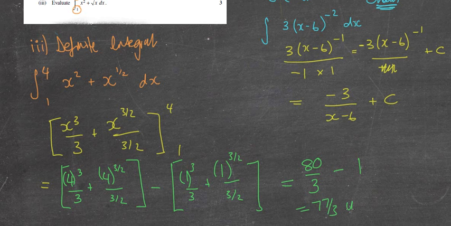77 over 3 units, and its area, so it's units squared. If you want to put it as 25 2/3, you can certainly do that as well. That's obviously still correct.